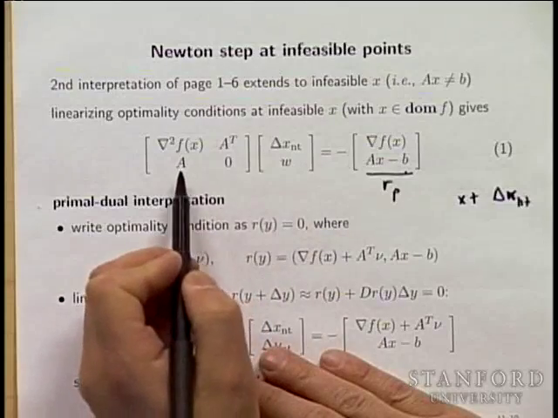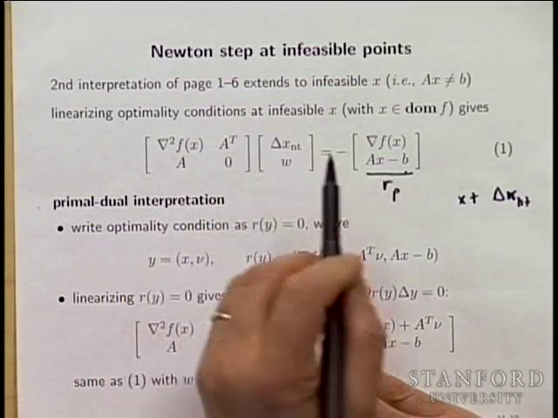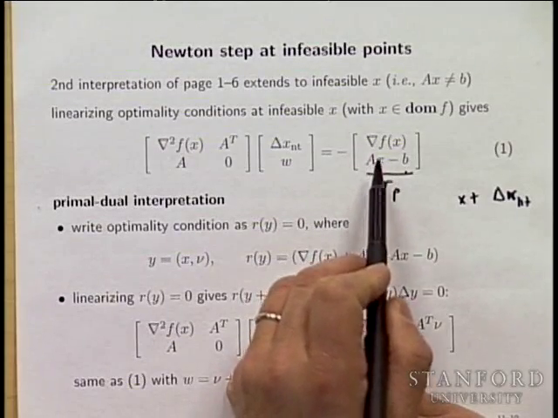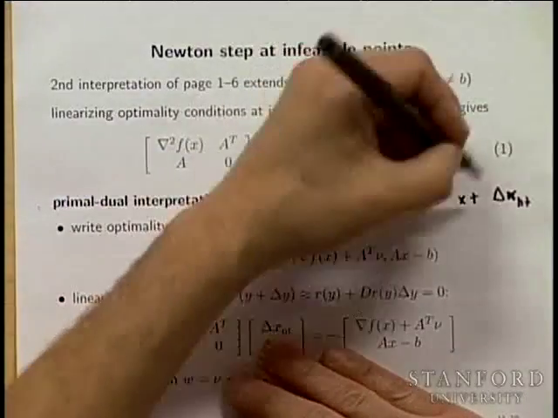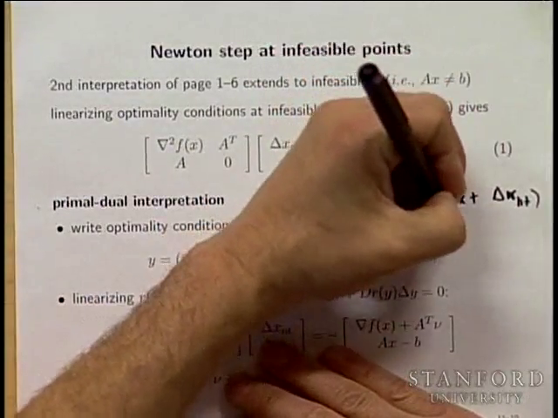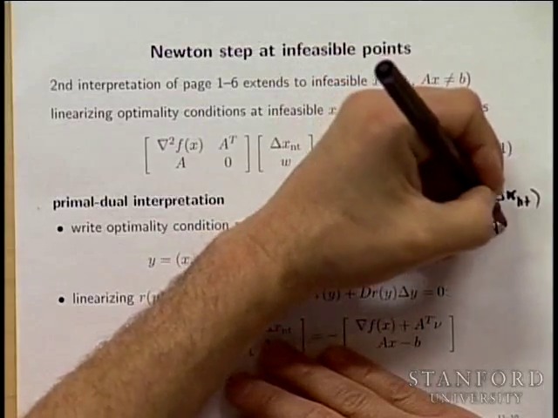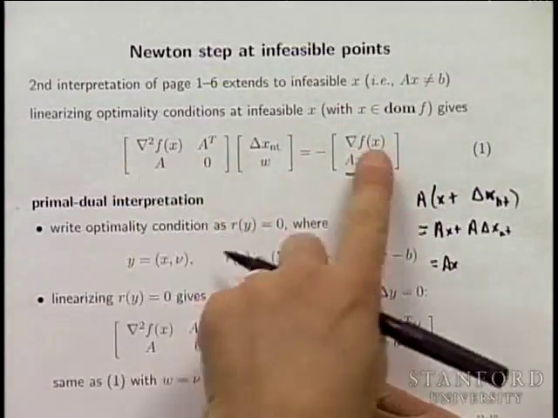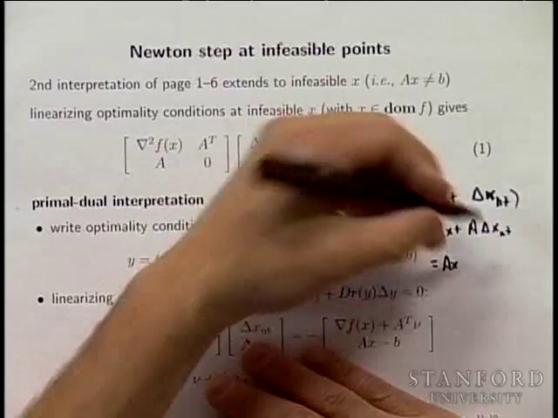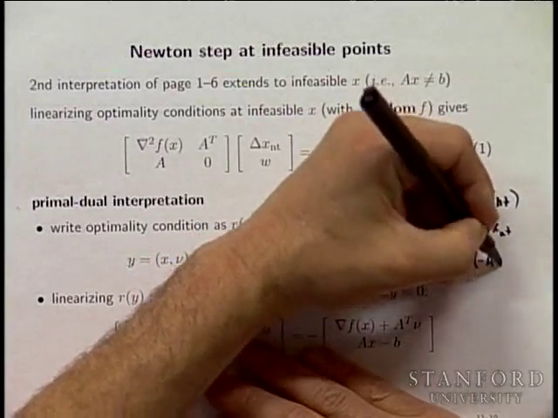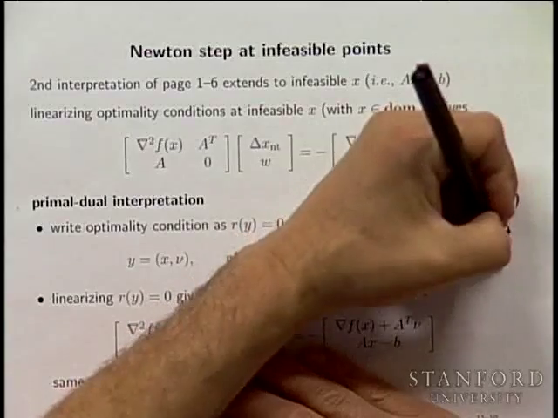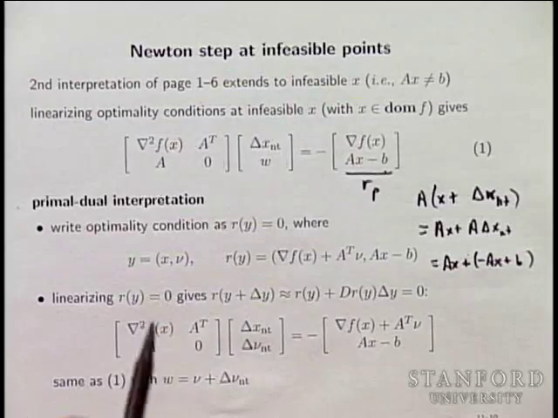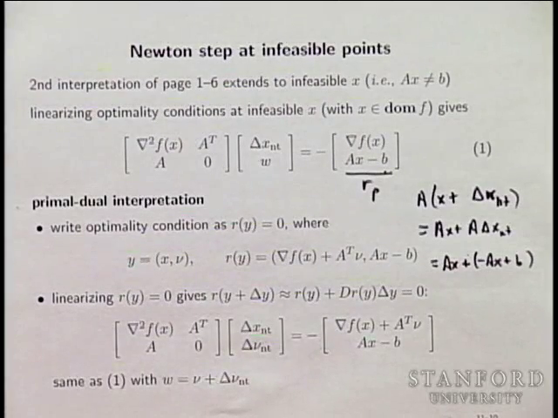This bottom row says A delta x equals minus Ax minus b. So in other words, if I multiply by this, I get Ax plus A delta x Newton. And from this bottom equation here, A delta x Newton is minus Ax plus b. And I'm done. Okay? So Ax is b. So if you take a full Newton step, you will be feasible.